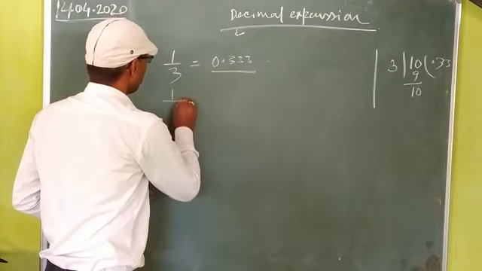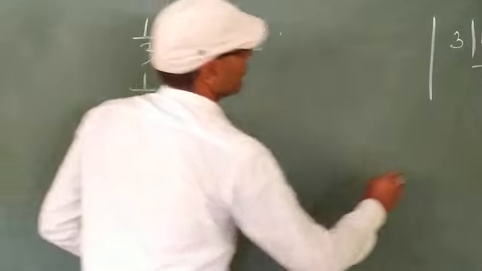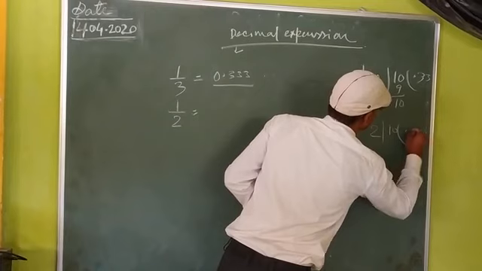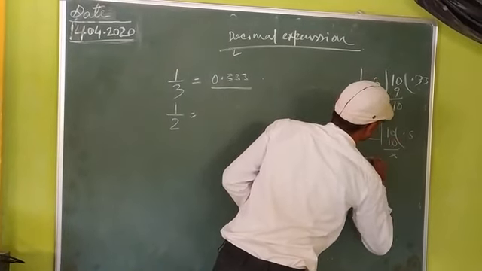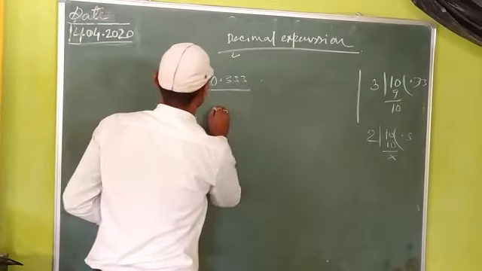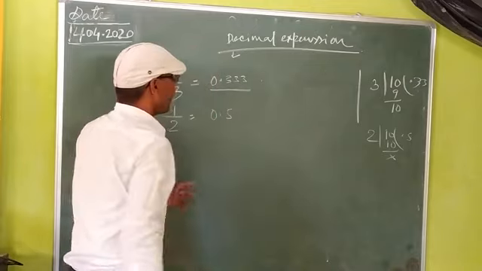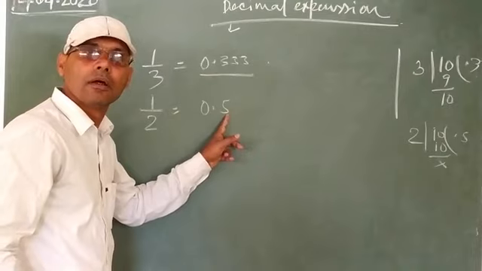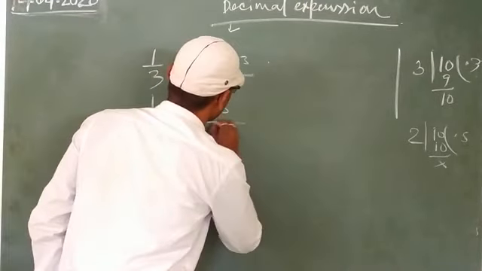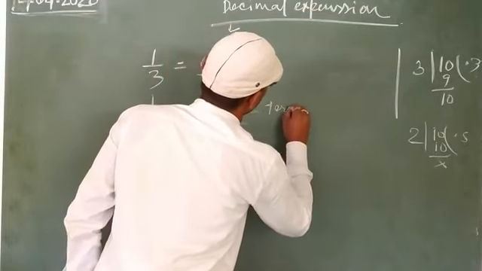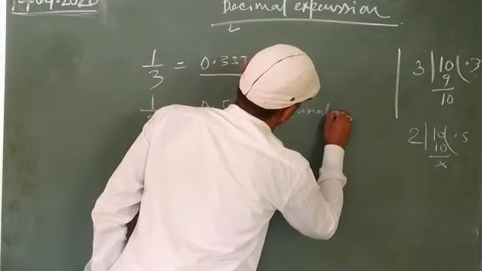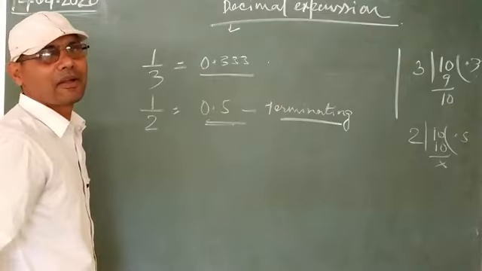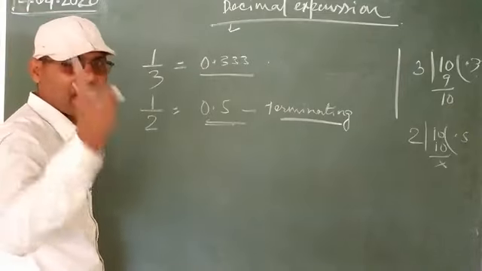But if we take 1 by 2 and divide here, 2 5s are 10. Cancel. It means 0.5. After the decimal, it comes to an end. This is terminating. Terminating means after the decimal it comes and ends.